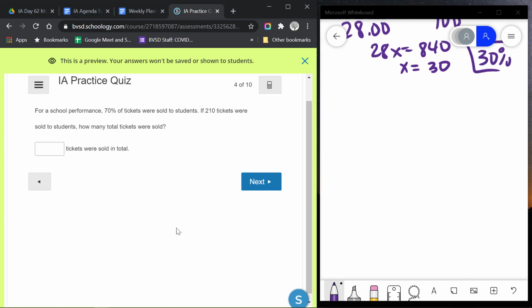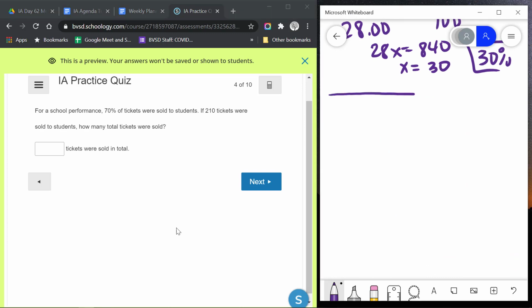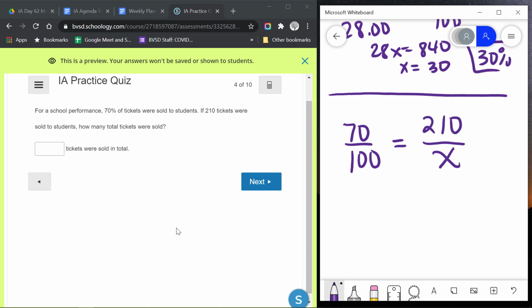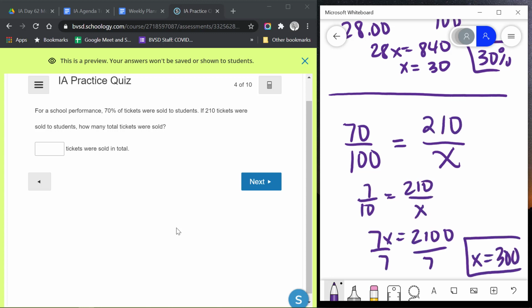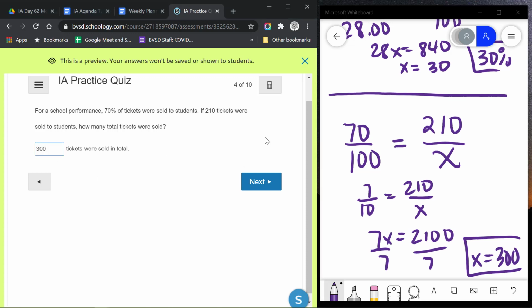Okay, 70% of the tickets sold were to students. So I might go ahead and write 70 over 100, since that's my percent. And then it says 210 tickets were sold to students. How many total tickets were sold? So the total, this in the denominator, is the thing we don't know. And the 210 is the part, the 70% that we do know. All right, so 300 is the total amount of tickets sold. And again, I could check this. I could do 210 divided by 300, and I will get 0.7. So that tells me 70%.